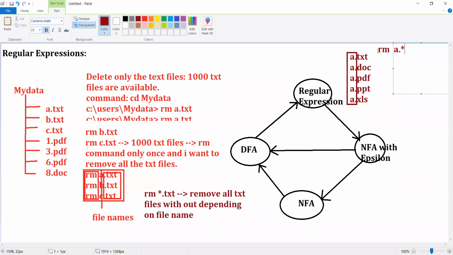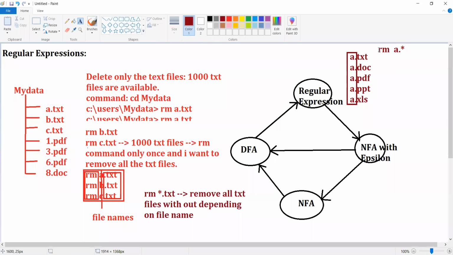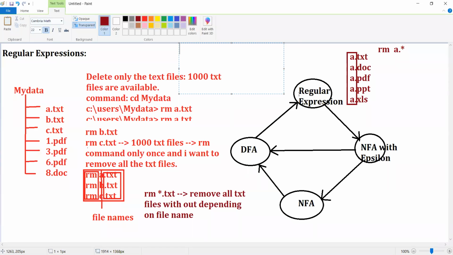Now what will this rm a star do? It will remove all the files whose name is A, without depending on the type of the file. Now let us assume that I want to remove all files, so I don't want to depend on any name. I don't want to depend on name and type.